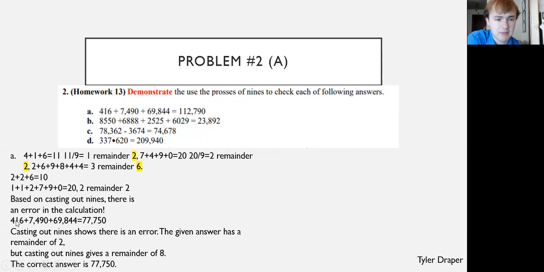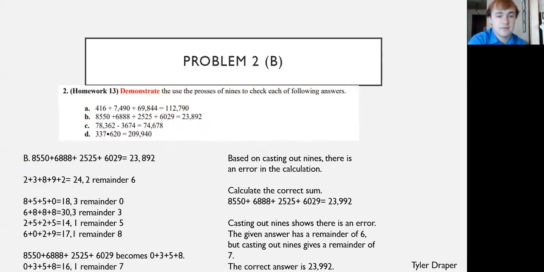So if you re-add that problem here, 416 plus 7,490 plus 69,844, that equals 77,750. Not what it answered here. So that was wrong. So we see there's an error. The given answer has a remainder of 2. And our casting out of 9s gives us a remainder of 8. The correct answer is 77,750. This is problem B.